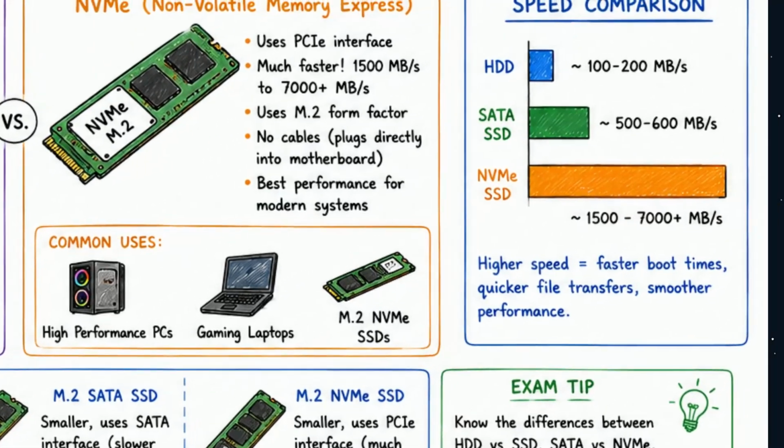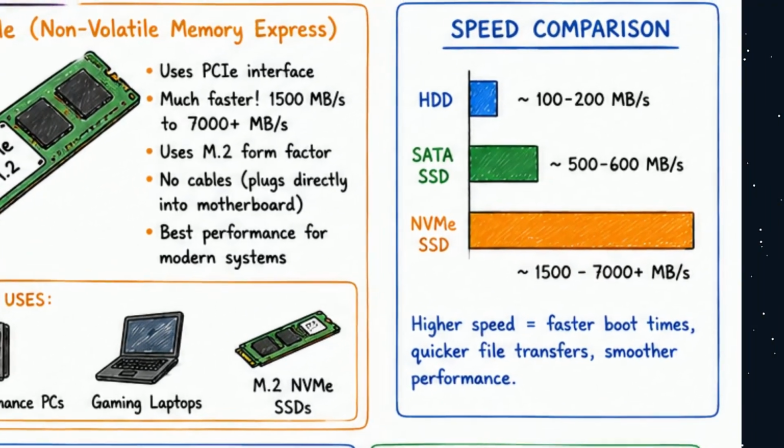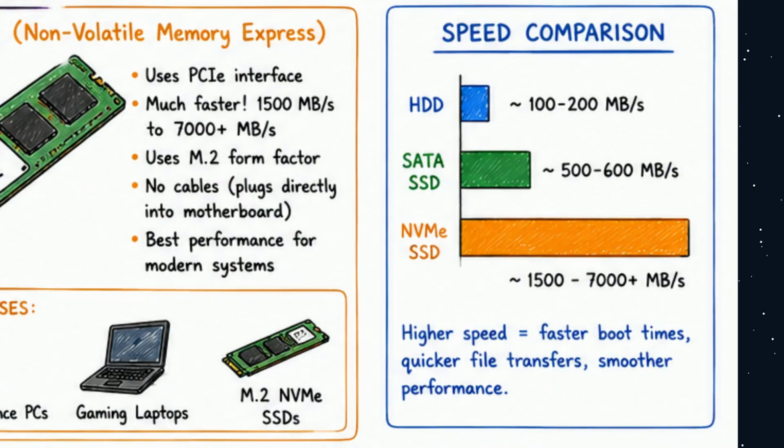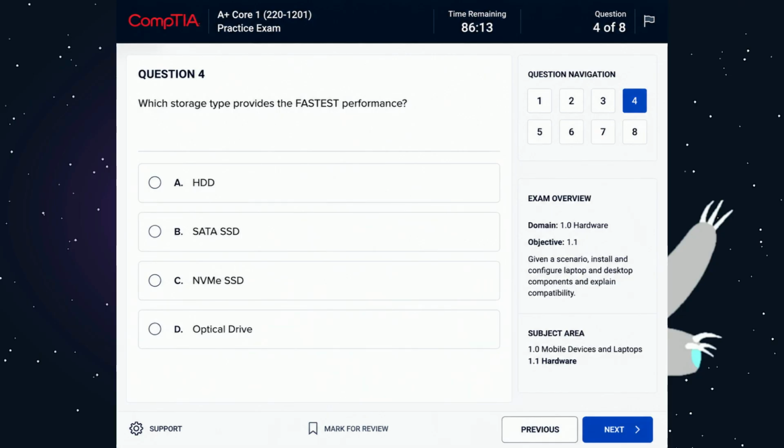One of the easiest upgrades that you can make to older computers is replacing a hard disk drive with a solid state drive. Let's move on to question 4. Which storage type provides the fastest performance? A. Hard disk drive, B. SATA SSD, C. NVMe SSD, or D. Optical drive? The answer is C.